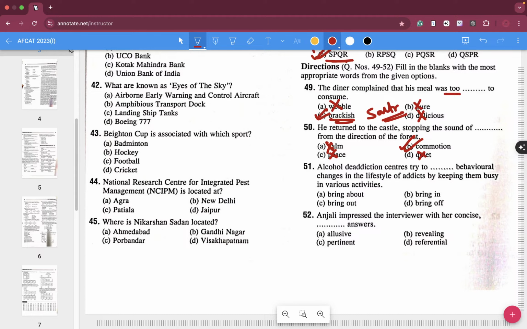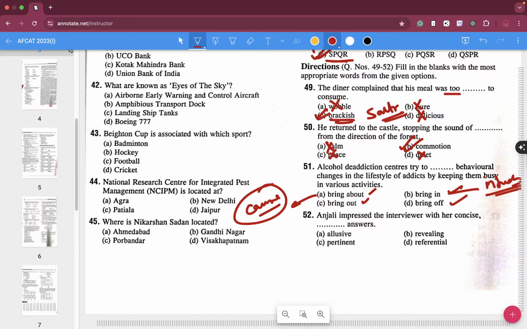Right? Alcohol de-addiction centers. Alcohol de-addiction centers try to what? Dash. Bring about, bring in, bring off and bring out. Okay. Bring about means cause, that which makes something happen. Okay. Bring in means to introduce. Alcohol de-addiction centers try to introduce behavioral change. Right.